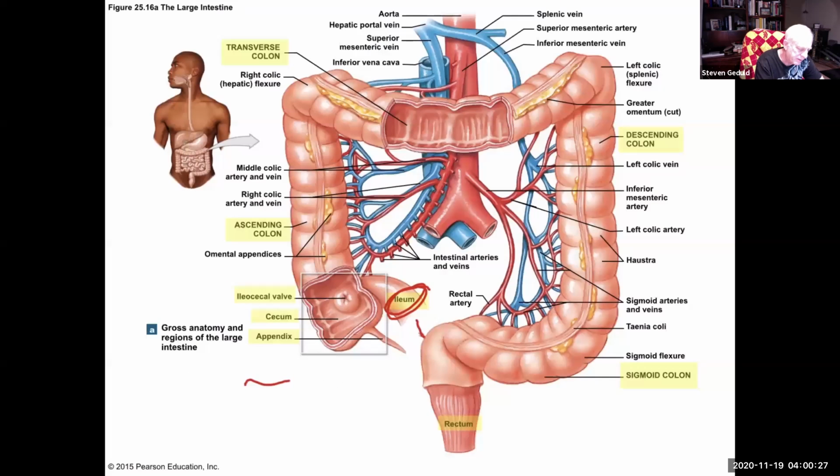This is the ileum. This is coming up from the small intestine. This is the last part of the small intestine, and it's going to pass into the cecum. This is your cecum right here. Okay, it passes through the ileocecal valve. So if the ileocecal valve opens, material passes from the ileum into the cecum. So it goes from the small intestine into the large intestine.